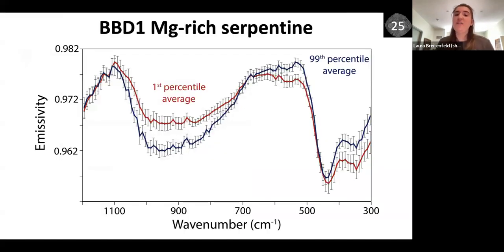So another aspect of this was to look into spectral variability. Using the Baseball Diamond 1 data set, here I've pulled out spectra with the highest prediction of magnesium-rich serpentine and the lowest prediction of magnesium-rich serpentine. Although these spectra look really similar, they are distinct from each other, particularly in the silicate stretching region, as well as with the phyllosilicate feature around 440.